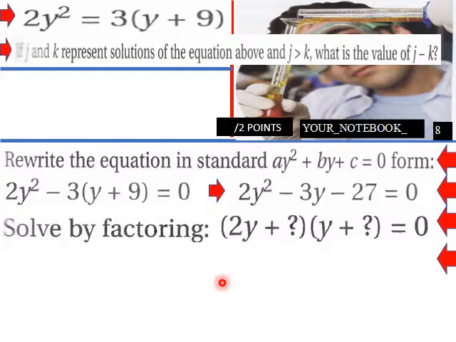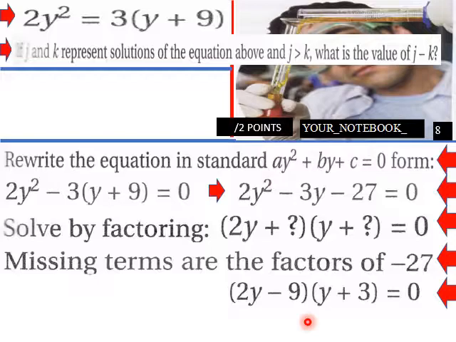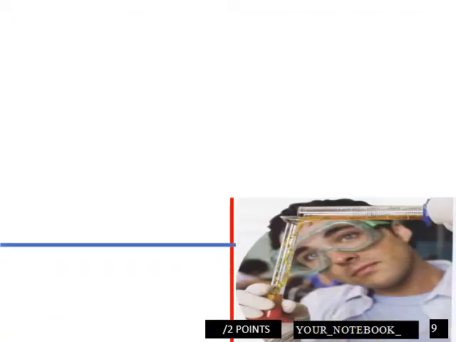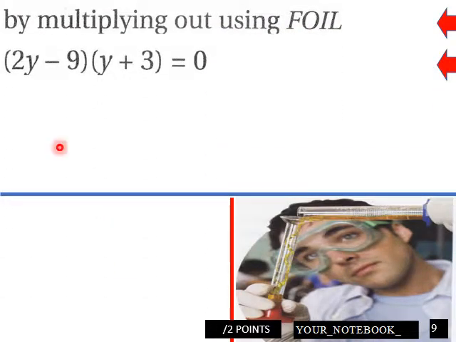Solve by factoring: (2y plus blank) times (y plus blank). The missing terms are the factors of negative 27, so what could they be? We're going to try negative 9 and 3. Verify our replacement, so we have to verify whether those two are correct. Multiply by using FOIL, like this, like that, like this, and then like that.